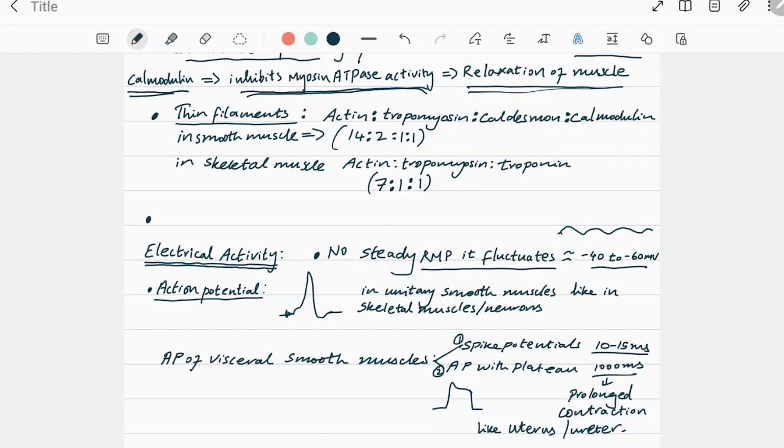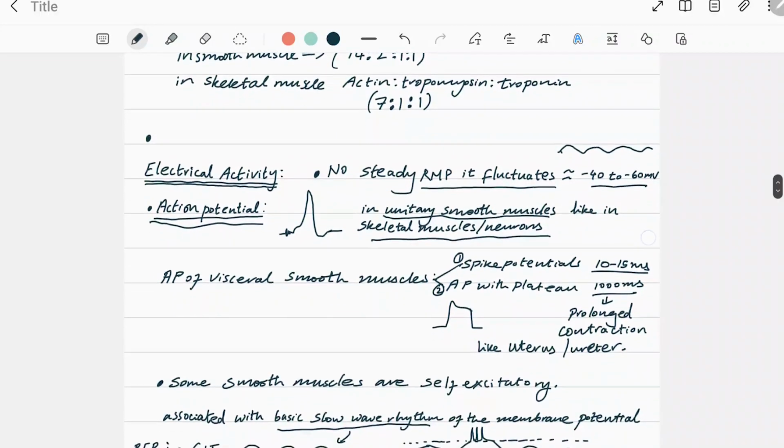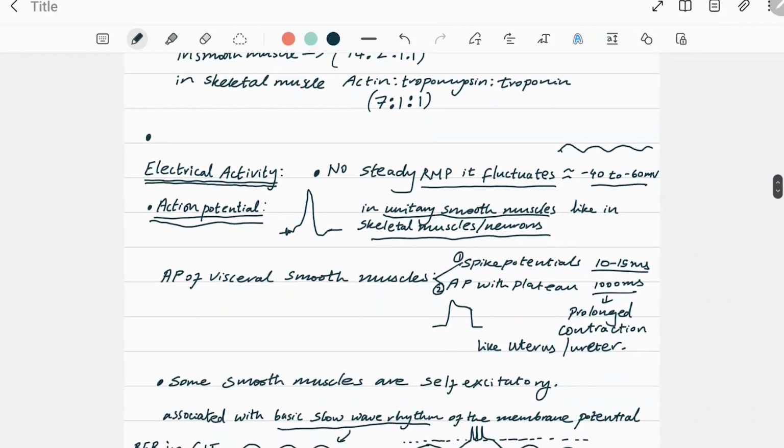So the skeletal muscles do have action potentials, and the unitary smooth muscles have action potentials that are really similar to what you studied in skeletal muscles and in neurons. So they're the typical stimulus artifact, local response followed by spike potential, then repolarization, and all of that's the same.